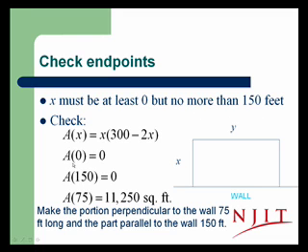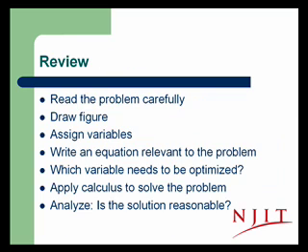We can plug in: A of 0 gives us 0, A of 150 gives us 0 as well, A of 75, when X is 75 and Y was 150, we get 75 times 150, which is 11,250 square feet. These are our candidates for the maximum area, and it's obvious that the maximum area must therefore be 11,250 square feet. So we should make the portion perpendicular to the wall 75 feet long and the portion parallel to the wall 150 feet long for an area of 11,250 square feet.